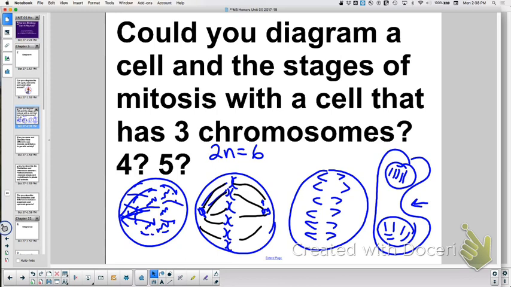Yes? Would the cleavage furrow happen during telophase? Yes. The cleavage furrow is evidence of cytokinesis occurring. Does that make sense? Because it's pinching off. Now, would you see a cleavage furrow in a plant cell? No, it would build a cell plate and then a cell wall.